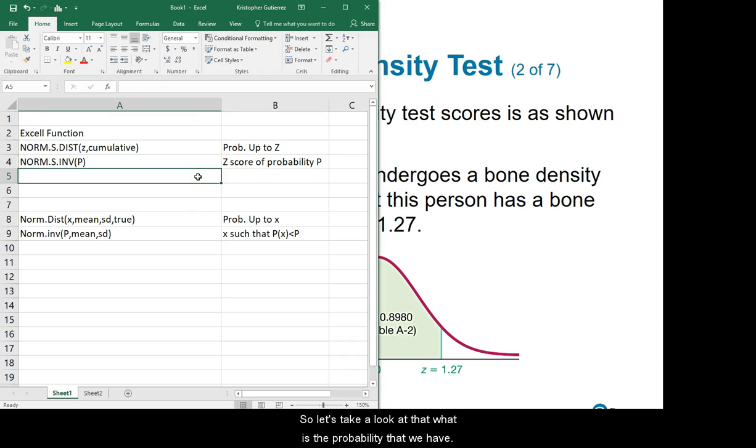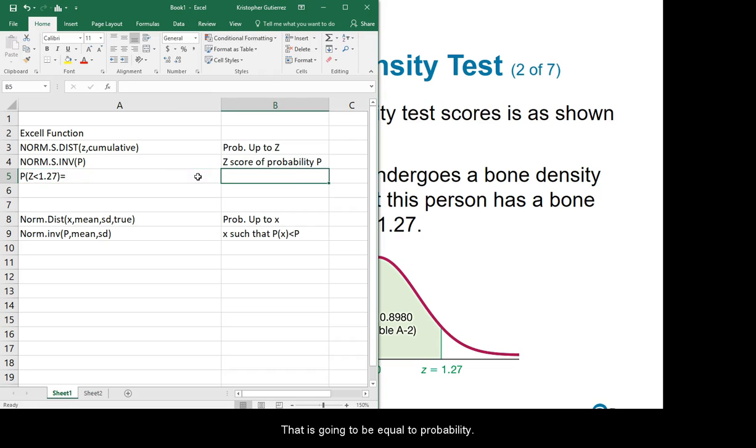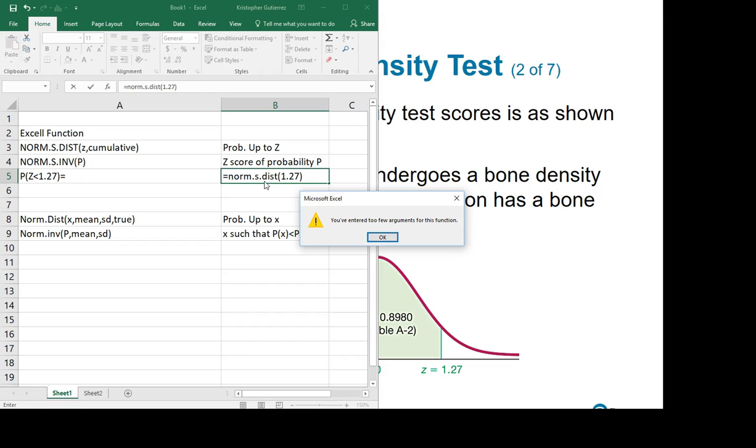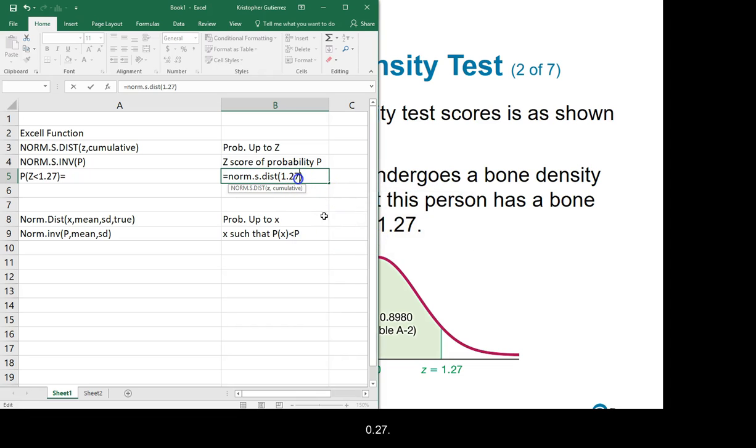So let's take a look at that. What is the probability that we have Z less than 1.27? That is going to be equal to, and I use this probability up to Z, is equal to NORM.S.DIST, don't forget the .S, 1.27 close parentheses. I have not entered enough arguments. 1.27, sorry. Comma, TRUE.